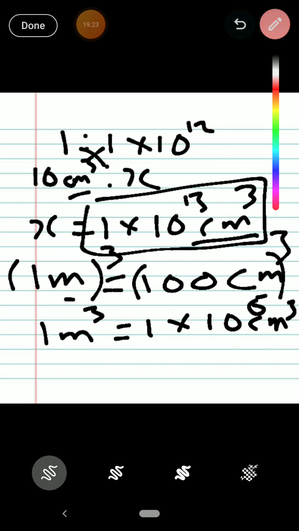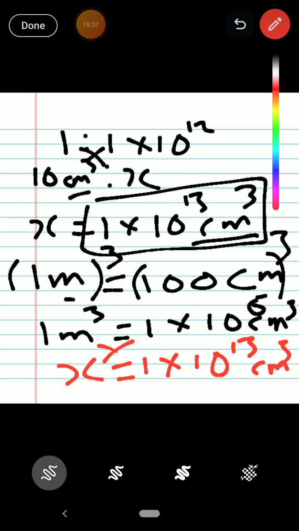From there you ask yourself, how many centimeters do I have here? Because we want to change this into meters. So we have 1 times 10 to the power 13 centimeters. So we put them here, 1 times 10 to the power 13 centimeter cubed. This side we put x. We cross multiply and we start dividing.